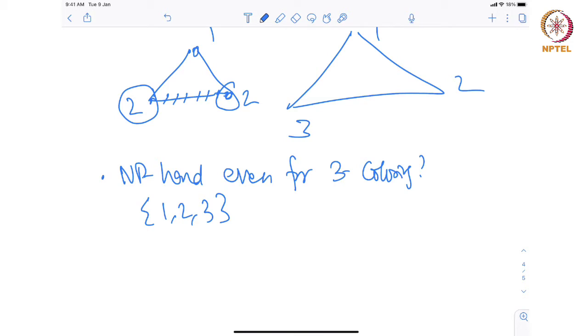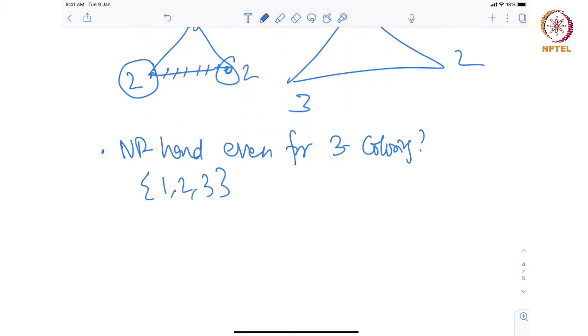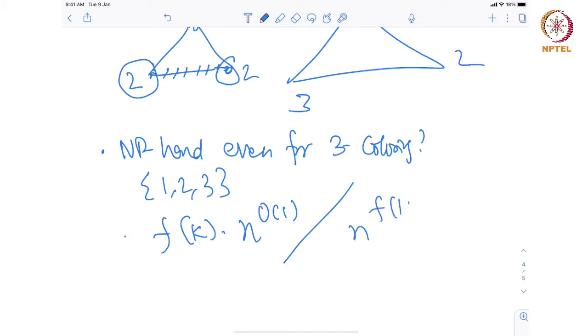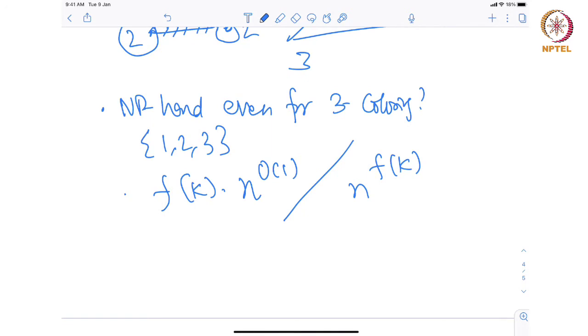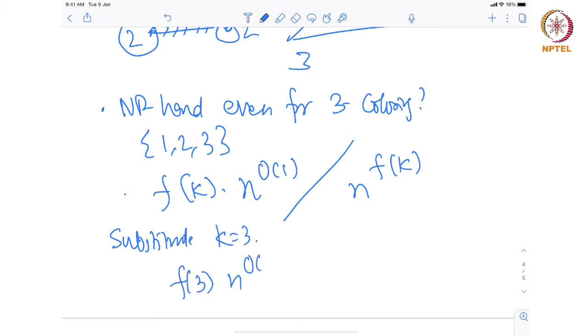So hence, expecting an algorithm of running time, say f(k) n to the power O(1), or even an algorithm with running time some n to the power f(k), is not possible. Because if you could design such an algorithm, then what will it imply? Substitute k equal to 3, then what will you get? f(3) n to the power O(1) or n to the power f(3). Whatever it is, for value 3, both of them are polynomial time algorithms, right? So unless P equals NP, we do not expect that we will be able to design such an algorithm.